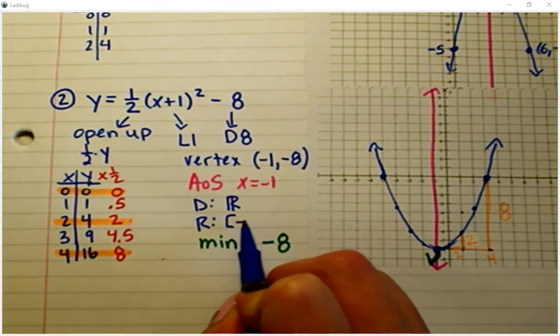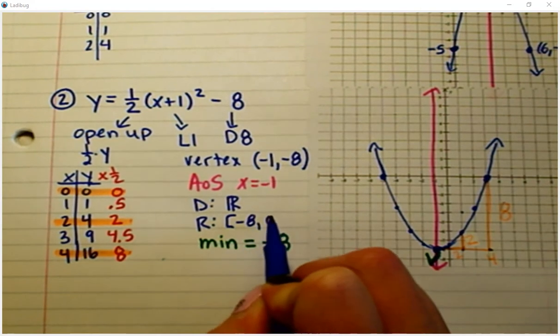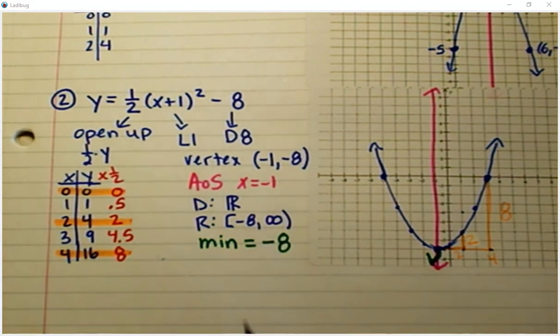Range is from the bottom to the top. Notice how the range is connected to the min or the max one way or another. Question? Okay. Yes, so the domain is always going to be on. Yes. Okay, here we go.